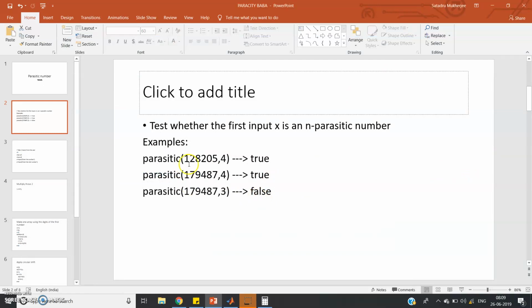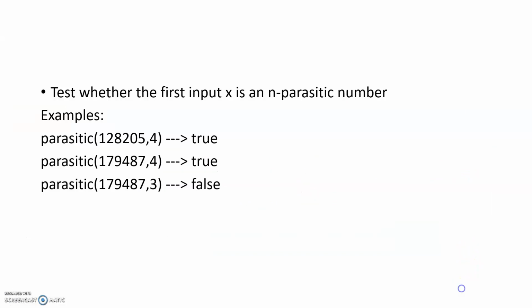We have to write a program which will check whether the first input number is a parasitic number for the second input number, that is, whether 128205 is a 4 parasitic number or not. So two inputs have to be provided. If you take input from the user directly, you write x equal to input, enter the first number, y equal to input, enter the second number. If you write it in terms of functions, you have to pass two arguments.